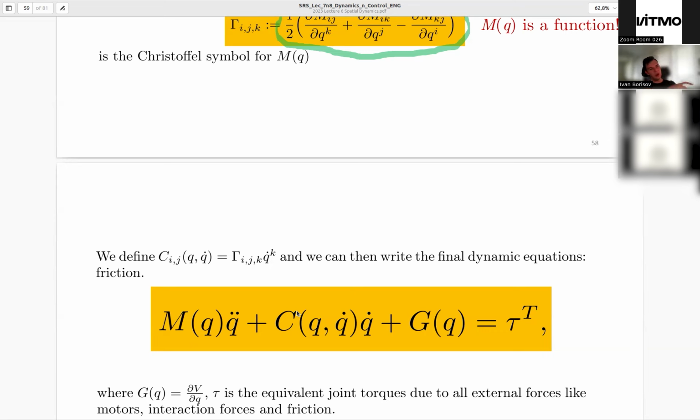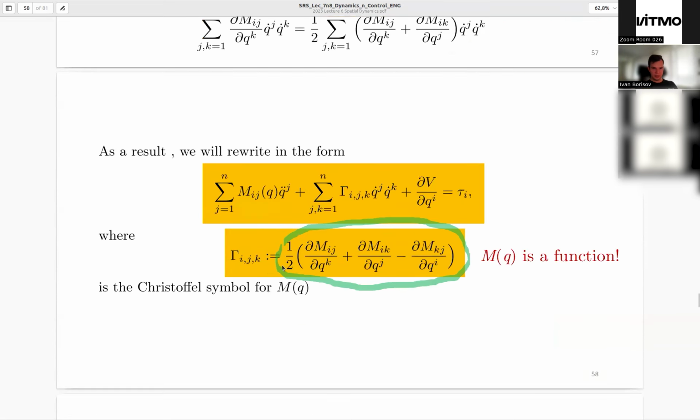And if you know your mass matrix, if you know your M, that we have spent the whole lecture on how to compute, and if you know M, you can compute C out of it. So look, there is something which is called the Christoffel symbol.